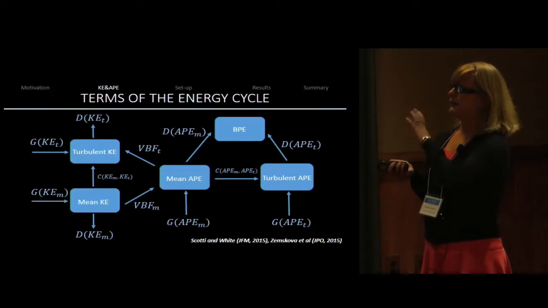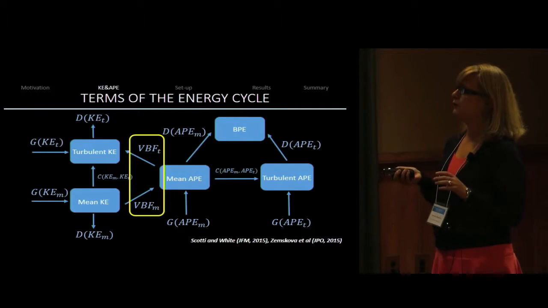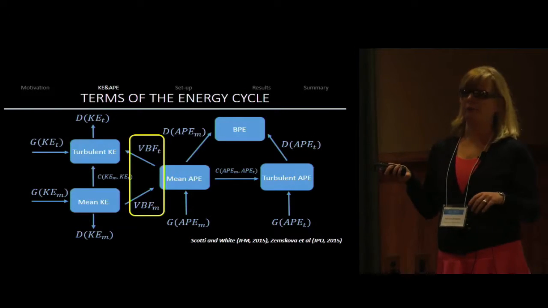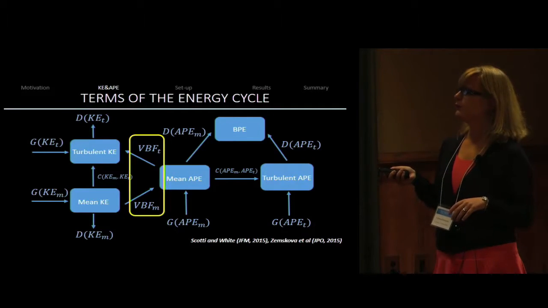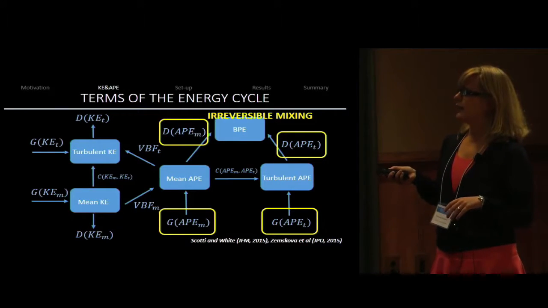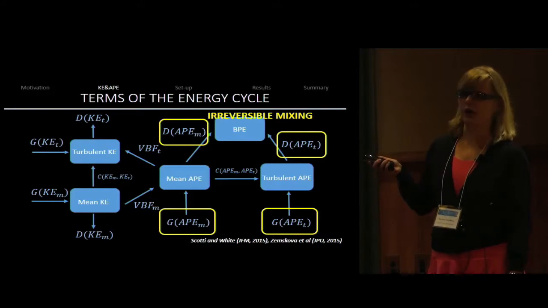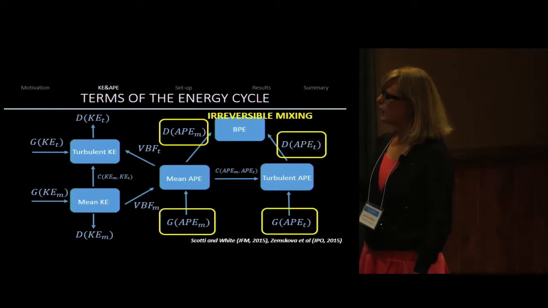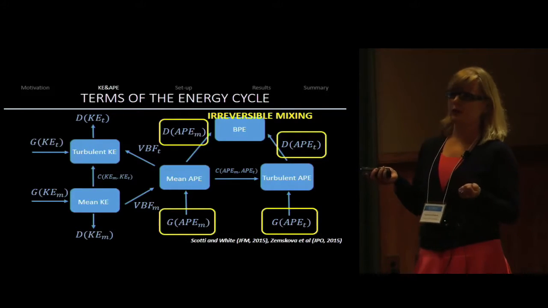And this is a diagram of the energy cycle that I, in general, look at, and it's really busy, and we will be only focusing mainly on these two terms: the turbulent, so the time fluctuating component of the vertical buoyancy flux, and the mean vertical buoyancy flux. And also we'll be focusing on the generation of available potential energy at the surface and how it results in this irreversible mixing. So this is the mixing across the lines of constant density.